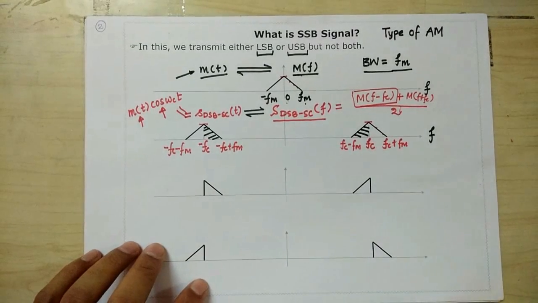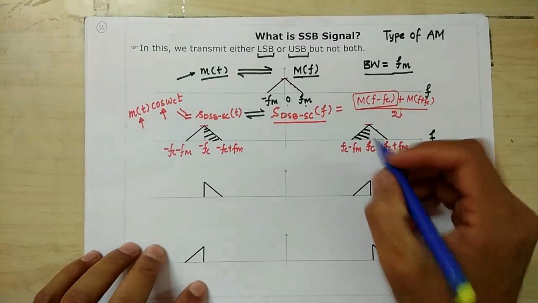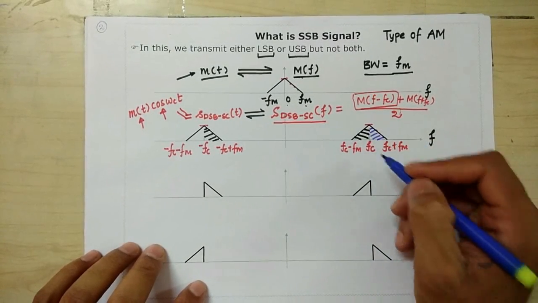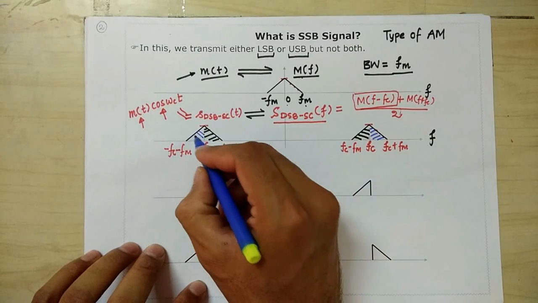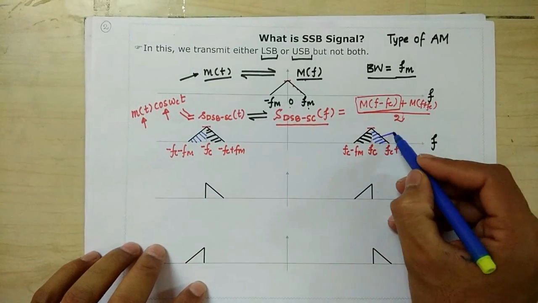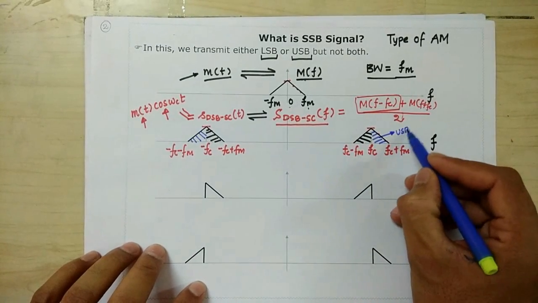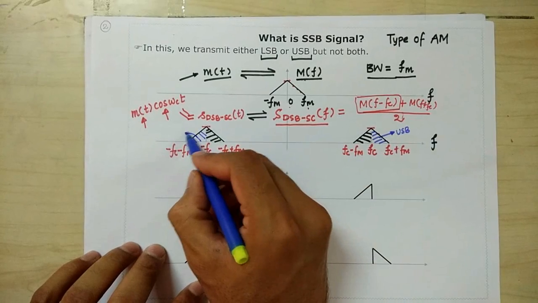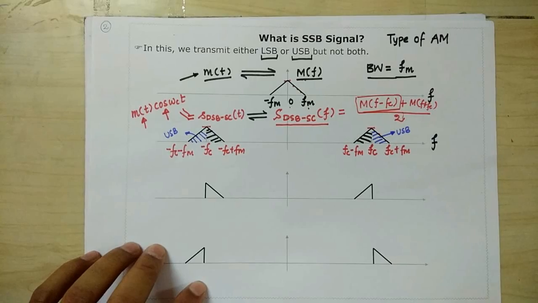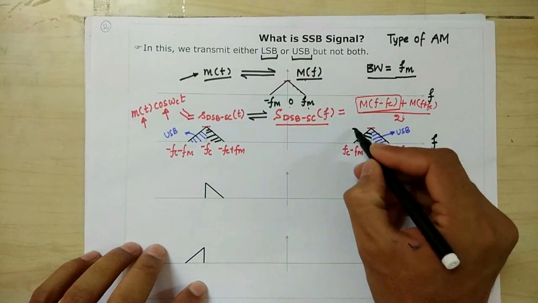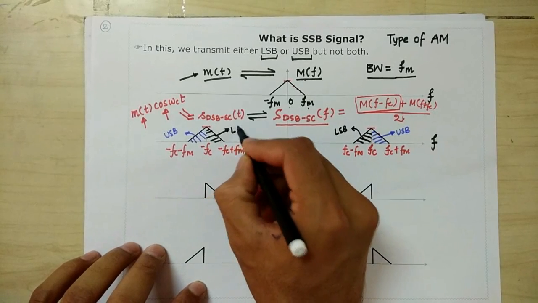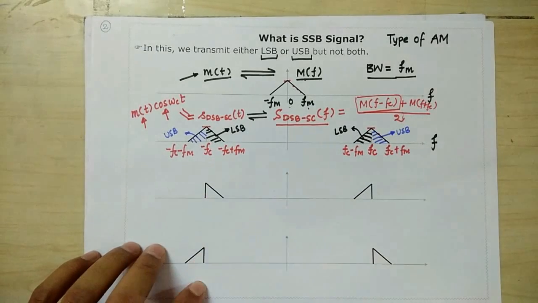If you want to see the upper sideband, we know that the portion after FC is going to be the upper sideband. This portion in the negative frequency is also going to be the upper sideband. So this is my upper sideband on the positive side, and this is the upper sideband on the negative side. Here, this is the lower sideband on the positive side, and this is the lower sideband on the negative side.